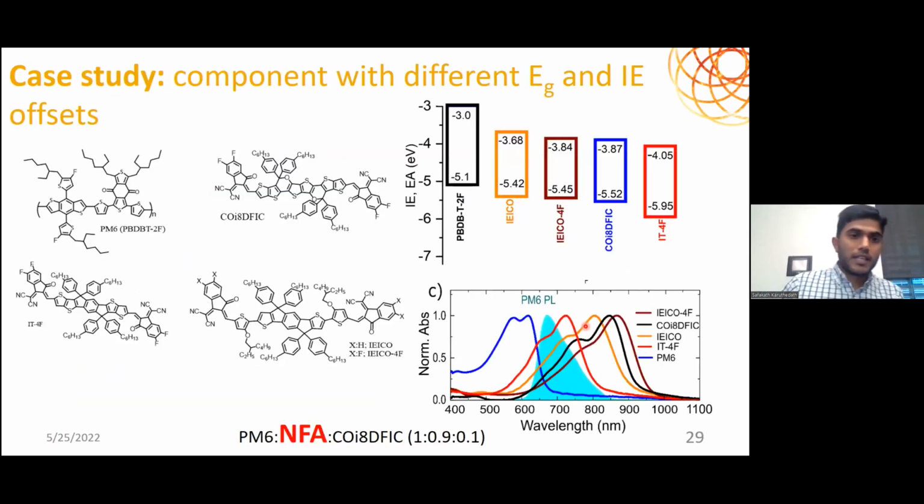In this case, we selected PM6 as the donor material, and IICO, IICO4F, plus IT4F as ternary systems, and we use COi8DFIC, a medium offset small molecule, as a third component. And you can see the absorbance here. Again, one could expect nice energy transfer because of the PL overlap of the PM6 with the acceptor material.